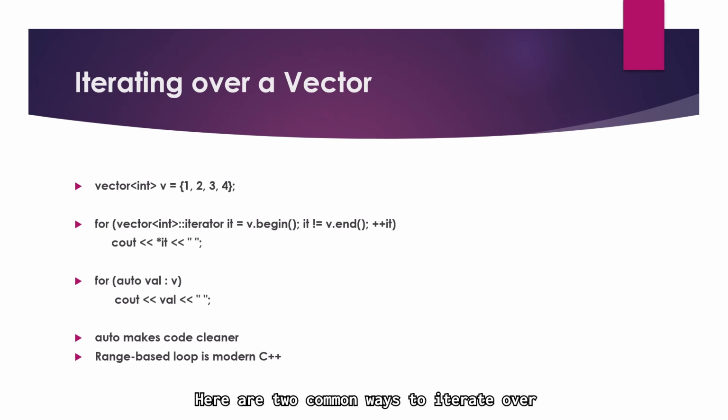Here are 2 common ways to iterate over a vector. The first is the traditional method using an iterator object. We declare an iterator, set it to the beginning of the vector, and loop until the end. The second method uses a range-based for loop with the auto keyword. This is cleaner, more modern, and often preferred when we don't need to modify the elements. Both are valid, and choosing one over the other depends on the context. If you are writing older code or working in environments without full C++11 support, you might stick with the classic method. Otherwise, embrace the newer syntax for cleaner and more readable code.